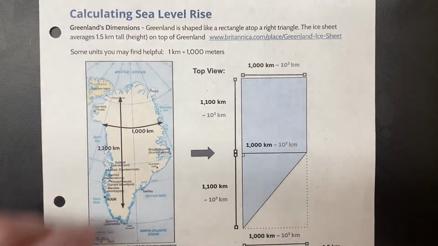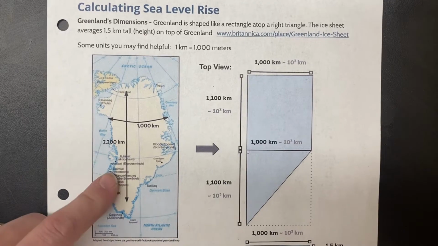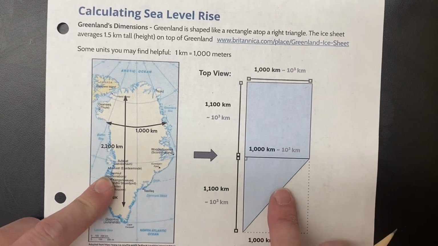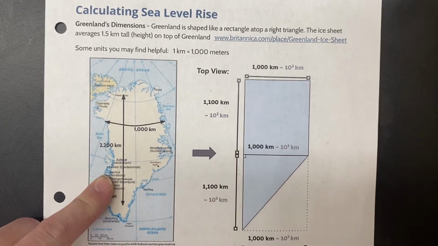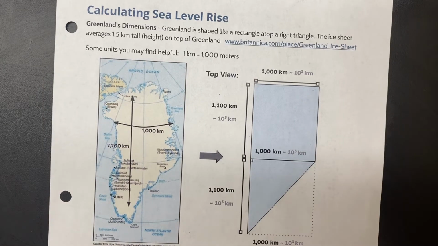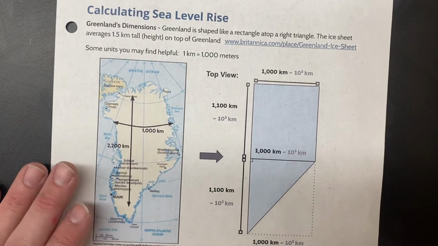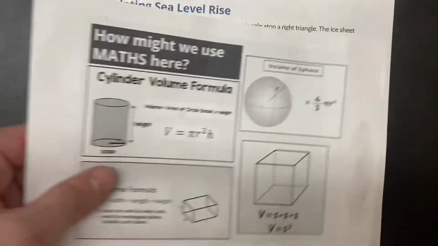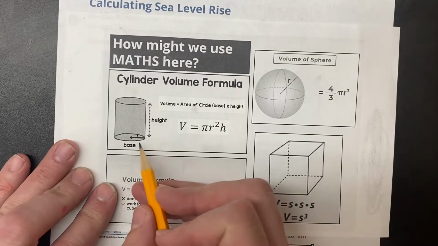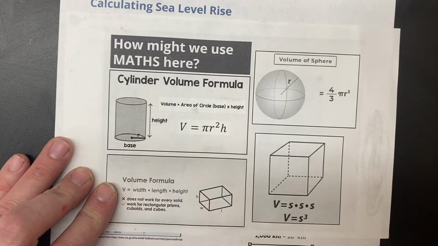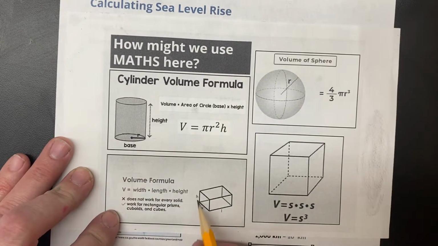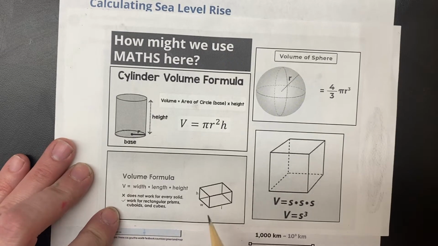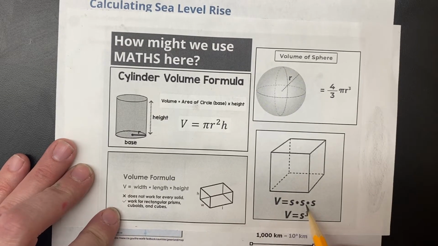So first of all, this is Greenland, but we can model Greenland with a much simpler shape. So the first task here is to think about how we can calculate the volume of Greenland. And we have some volume formulas to work from, like this cylinder volume. It's not a cylinder, so that doesn't super help. Length times width times height for a rectangular prism or a cube.